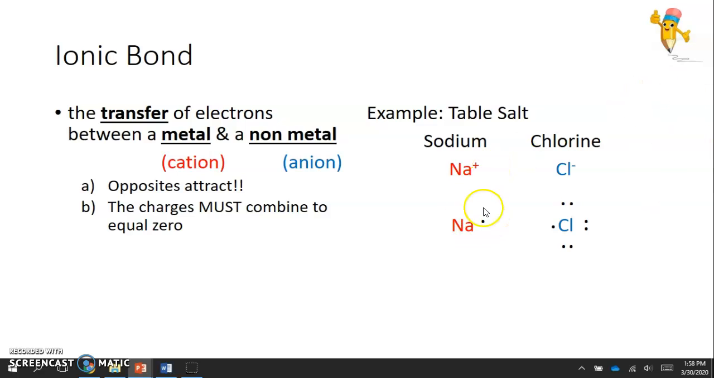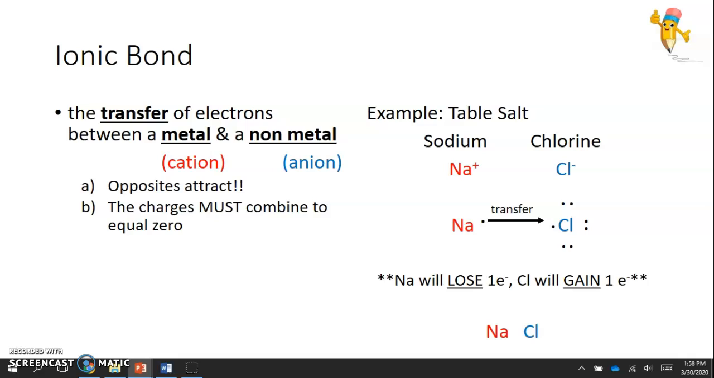This little electron here with our sodium is going to be donated to our chlorine and we're going to get an ionic bond. An ionic bond is a transfer of electrons, okay? So sodium's going to lose an electron, chlorine's going to gain an electron. So we've got this transfer going on. And so what we wind up with is sodium chloride, right?